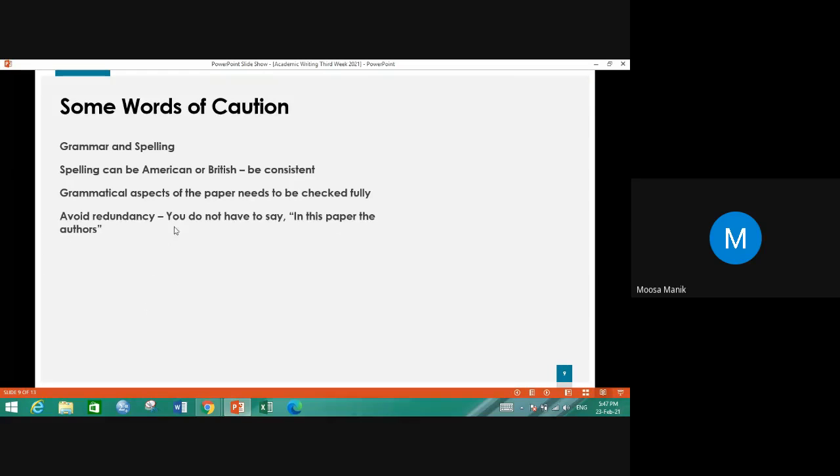Avoid redundancy. Now, you do not have to say "in this paper, the authors." You don't have to say "in this paper," because you're reading the paper. Start from the authors and then continue. So that is academic writing. That's formal writing. Whenever you can avoid using a word, do it. Think about, is it short? Is it sweet? Does the meaning come out clearly? That's all we are asking.